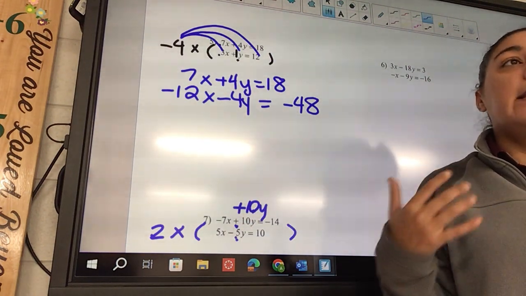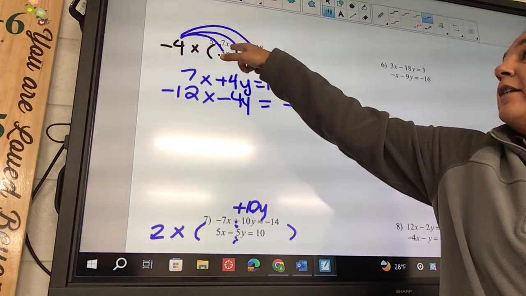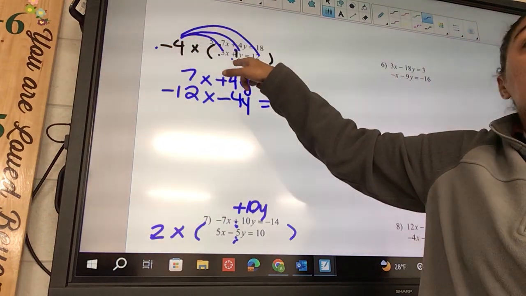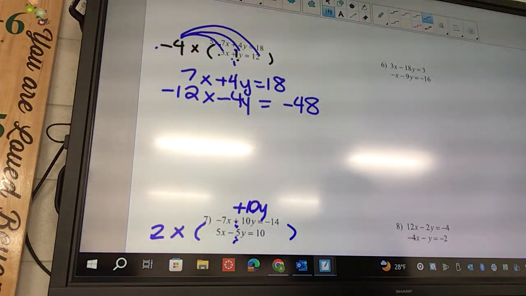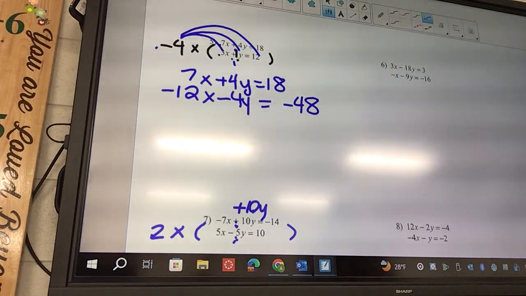Oh, it doesn't cancel. So you need the signs opposite. Like on this one, see how they both said plus plus? Then you throw a negative out here. If they would both say minus minus, then you throw a negative out here. So if they're the same, you have to have a negative on the outside. If they're different, then it's going to be a positive on the outside.